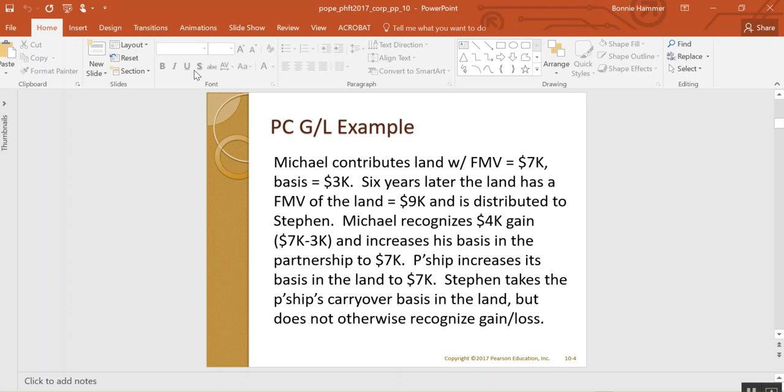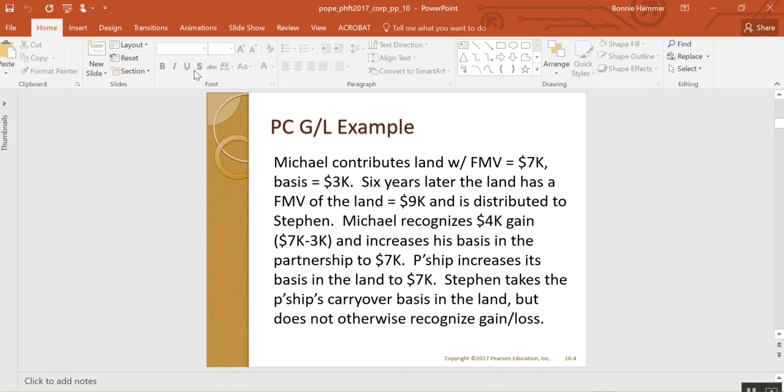Because remember, when you contribute property in exchange for an interest in a partnership, the basis that you get in the partnership interest equals the basis of the property that you contributed. And the basis of that land 6 years ago to Michael when he contributed it was $3,000. So his basis in the partnership on day one was $3,000. Now he increases his basis to $7,000. So he increases it by $4,000. 3 plus 4 is 7.